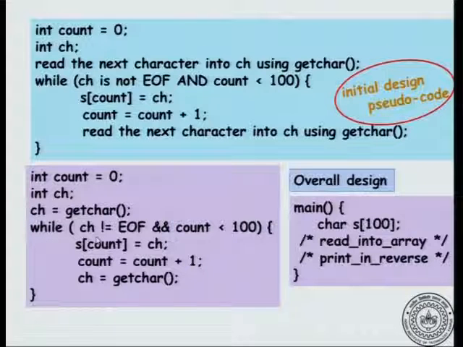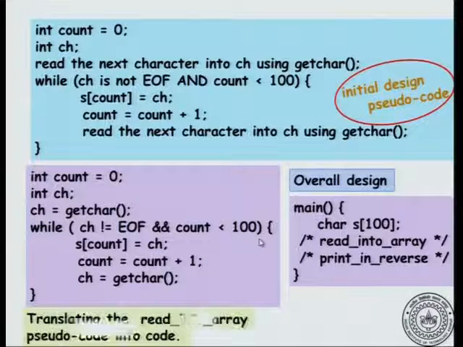Now the while loop says that while ch is not end of file and the number of characters read is strictly less than 100, you first set s[count] equal to the character read, increment count, and then get the next character. Okay. So this loop keeps on filling characters into the character array until you see either end of file or you have entered 100 characters.